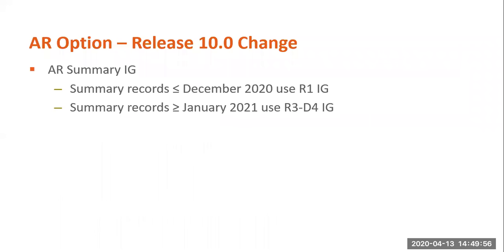So in summary, for the AR summary IG, if your summary records are for December 2020 or prior, use the R1 norm IG. If they're for January 2021 or later, you'll use the R3D4 IG.